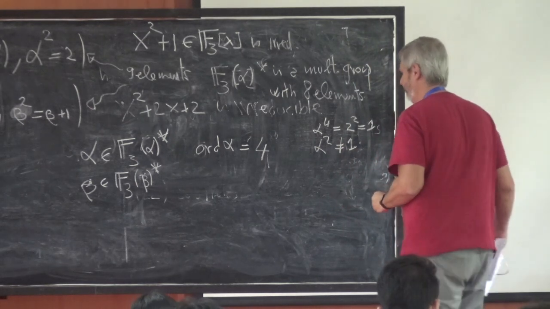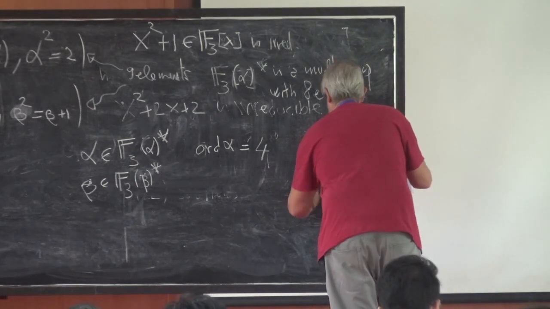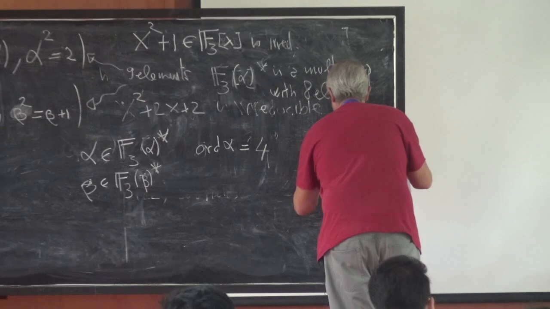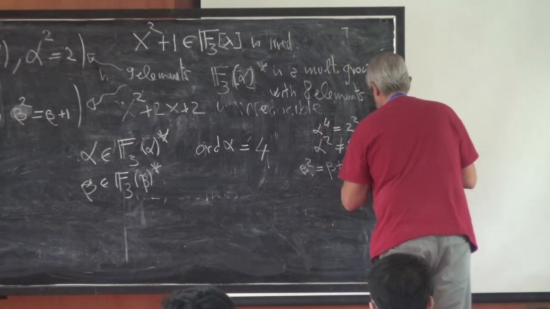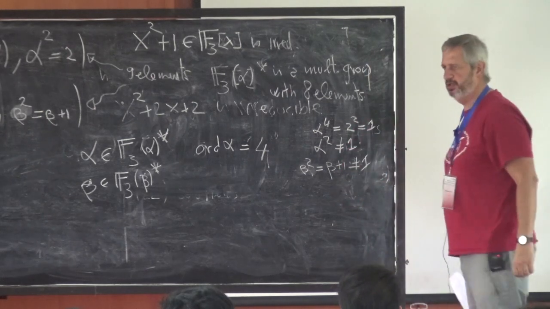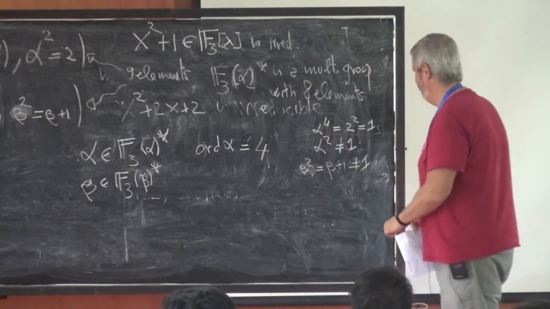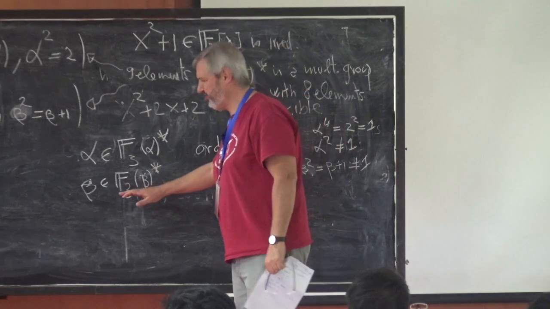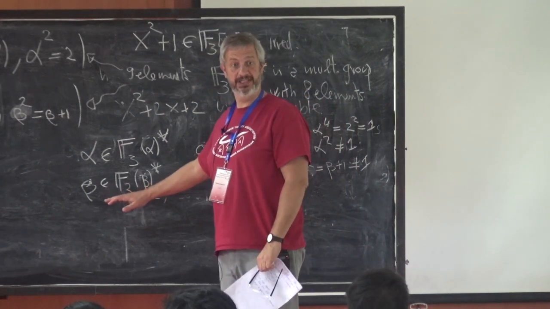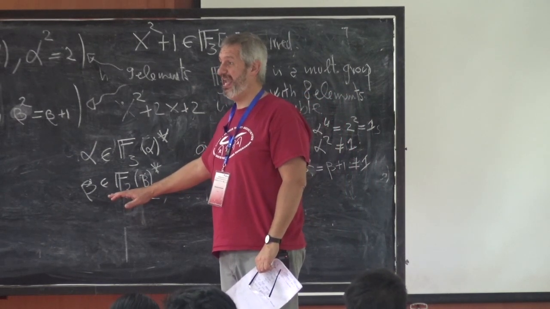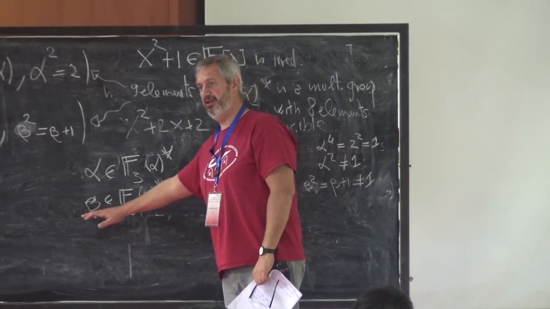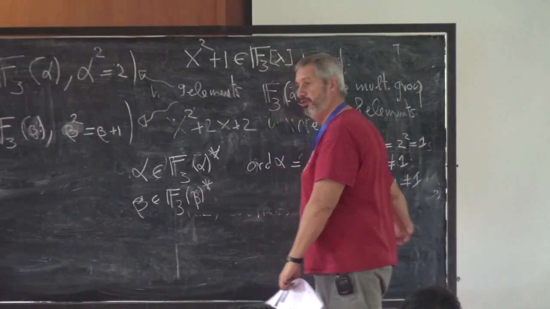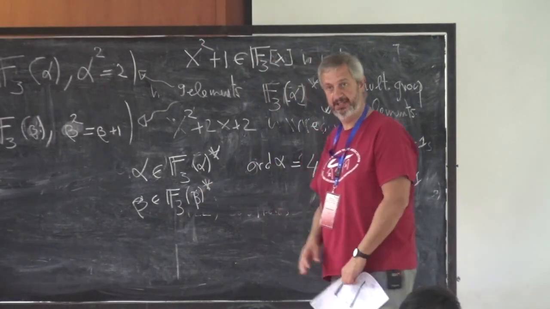well, if we take beta squared, this is beta plus 1, and this is definitely not 1. So the order is not 2. But the order has to be a divisor of the group order, right? The group order is 8. So the order of the element is not 2, it can be 4 or 8, right?